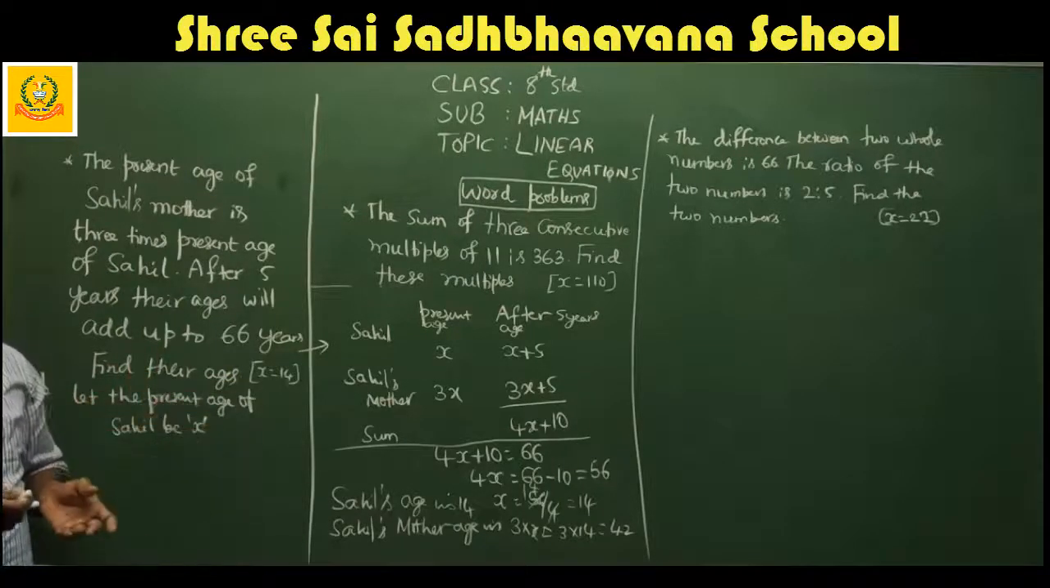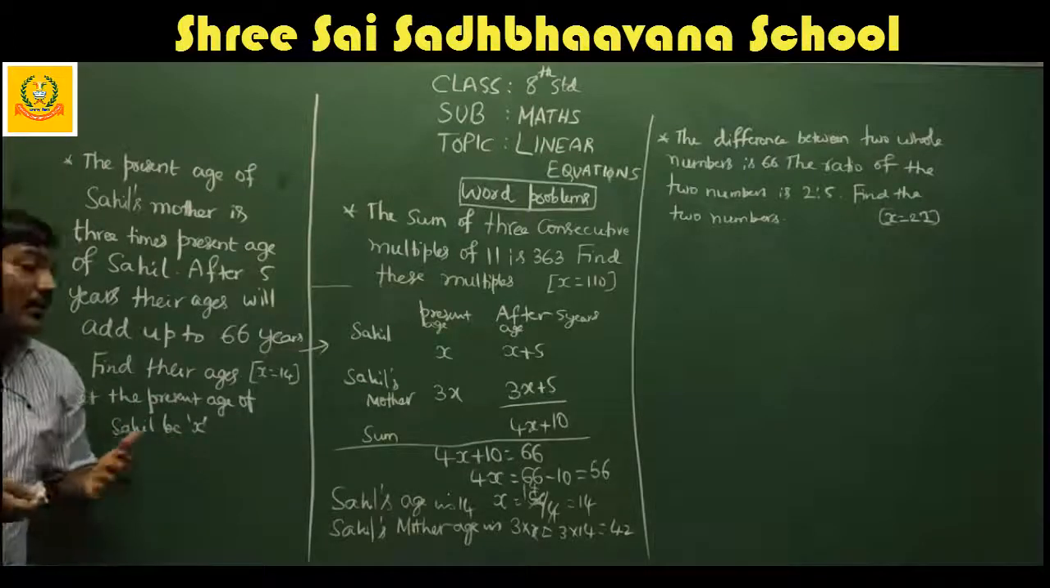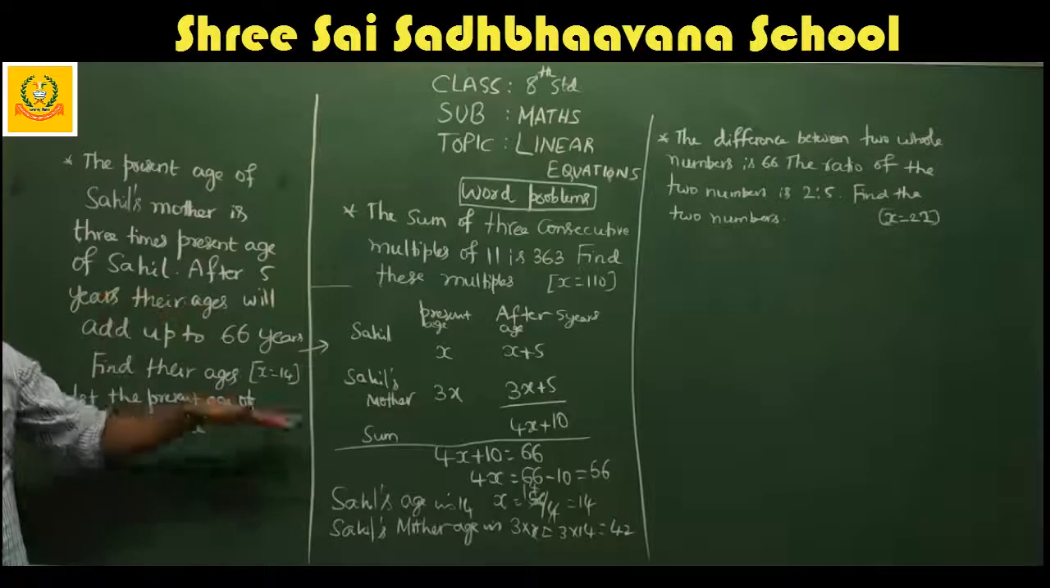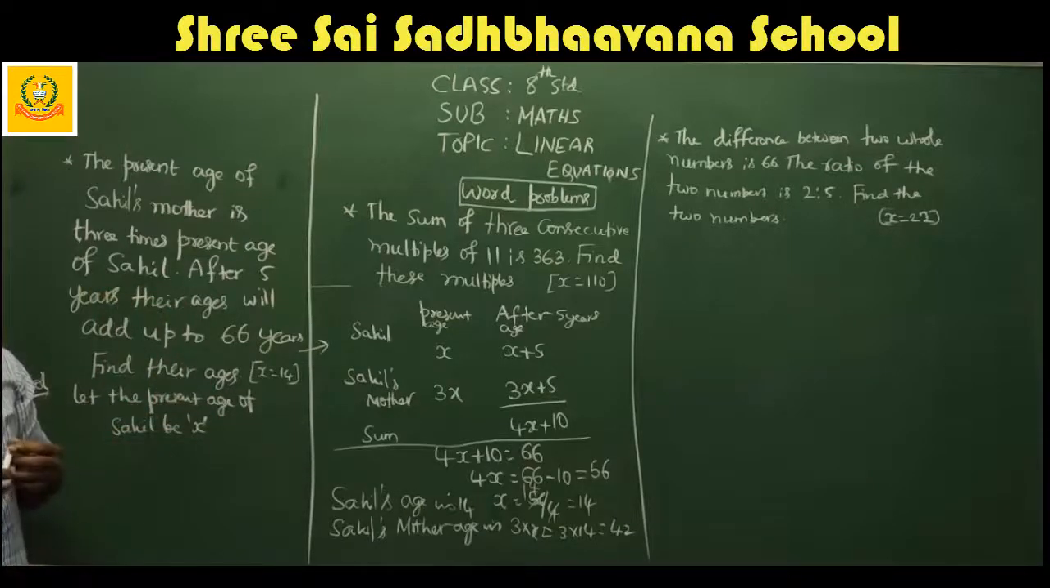Or you can also say that Sahil is 14 years old, or Sahil's mother is 42 years old. So, correct? Like that you can say. So Sahil's age is 14 and Sahil's mother's age is 42. So this is how you have to solve it.